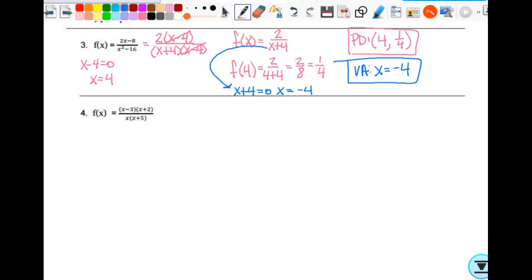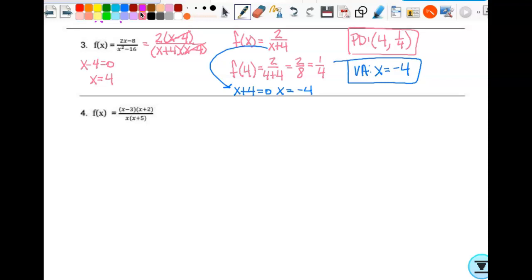I mean, it looks like they say x equals 4, x equals negative 4. What does it mean? It means that I have a hole with an x value of 4. It means that I have a vertical asymptote at x equals negative 4. So you got to know how to interpret what you're getting there. Okay? All right.